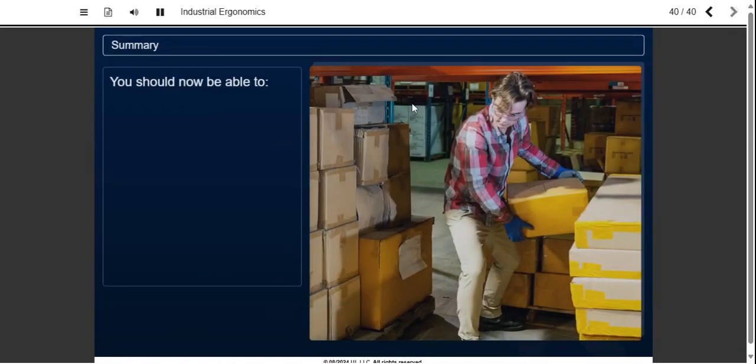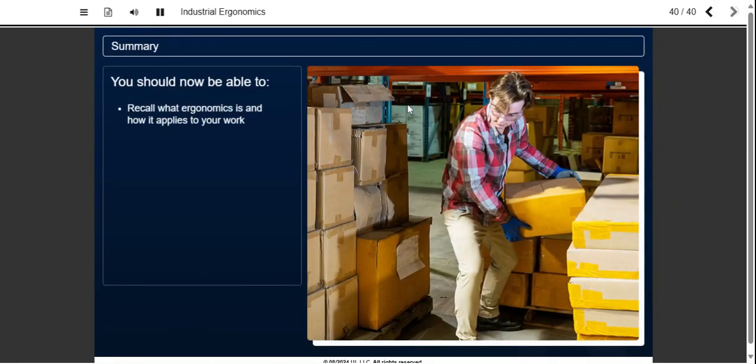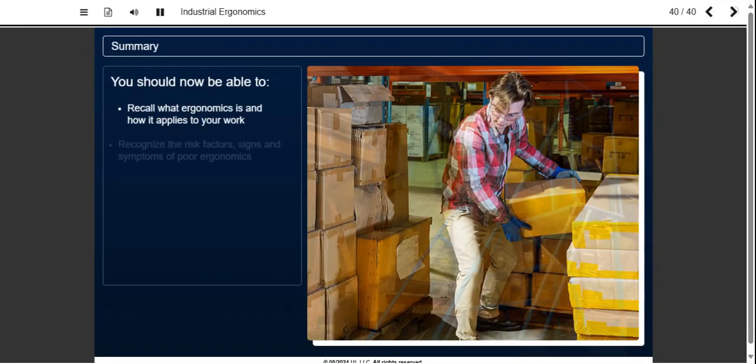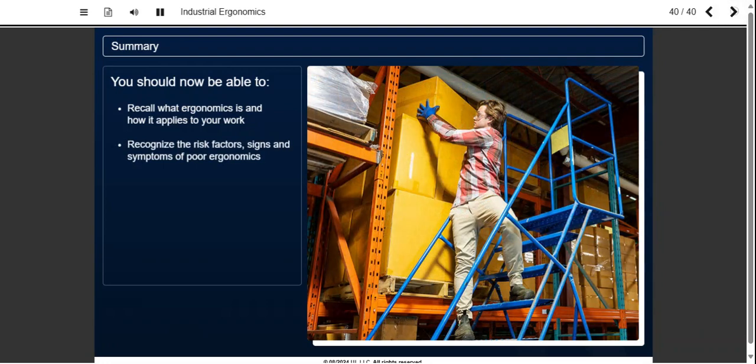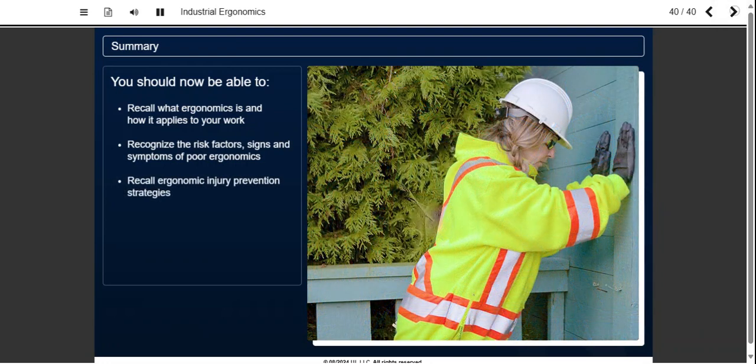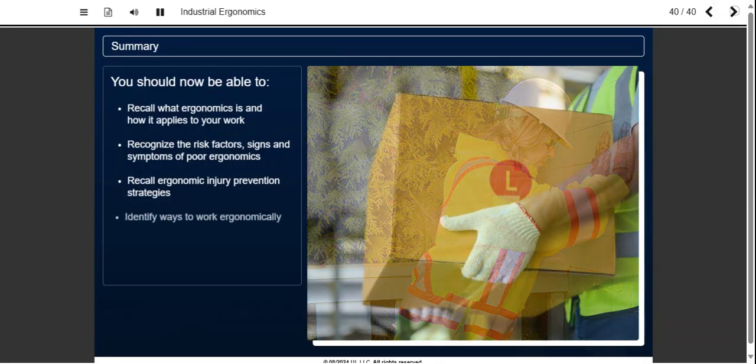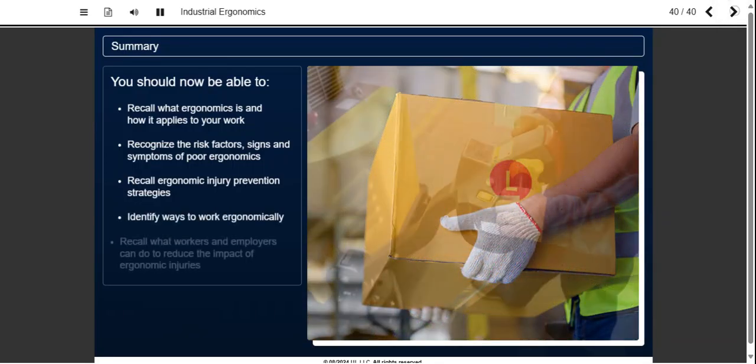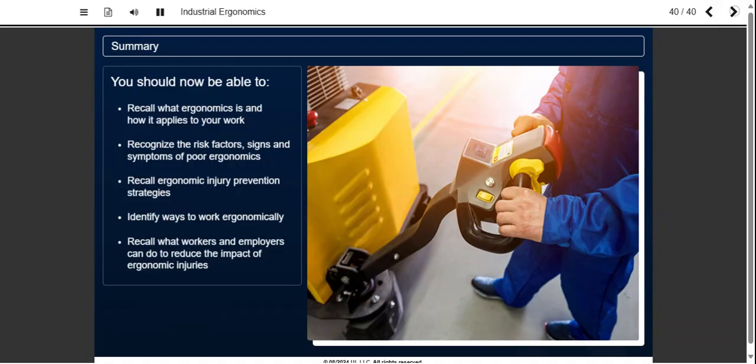You should now be able to recall what ergonomics is and how it applies to your work. Recognize the risk factors, signs, and symptoms of poor ergonomics. Recall ergonomic injury prevention strategies. Identify ways to work ergonomically. And recall what workers and employers can do to reduce the impact of ergonomic injuries.